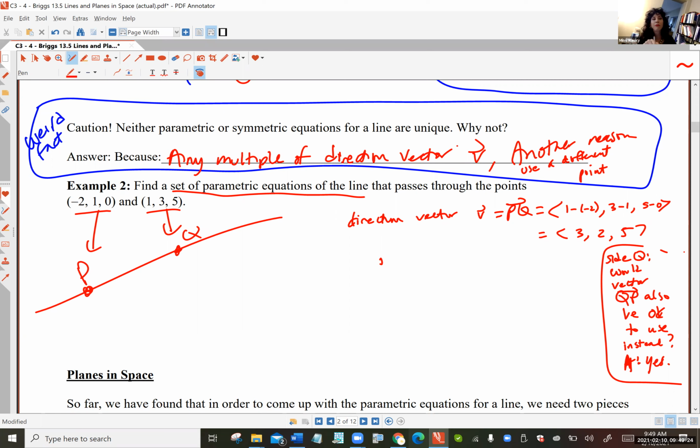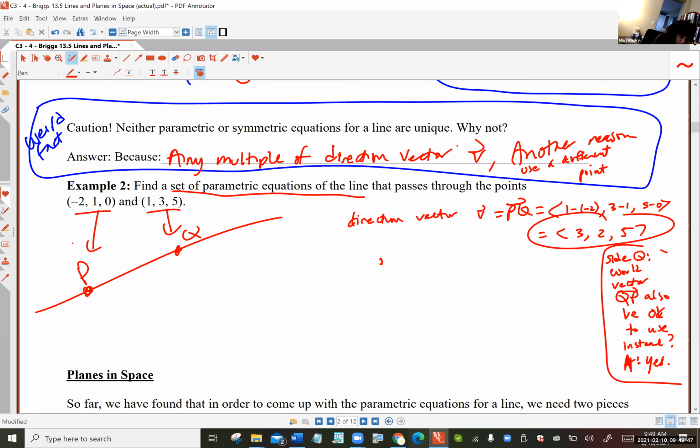But when you're coming up with the parametric equations for a line in space, and they give you 2 points on a line, as long as you give me a vector connecting those 2 points, I don't care what order, because both of those vectors are indeed legitimate direction vectors for the line. So, but you got to pick one, okay? So I'm just going to go with 3, 2, 5, fine.